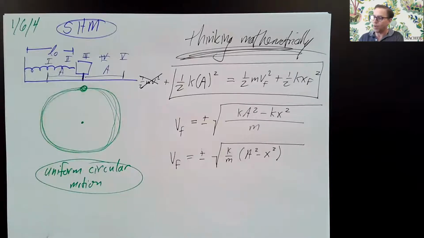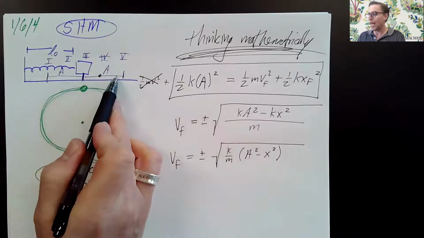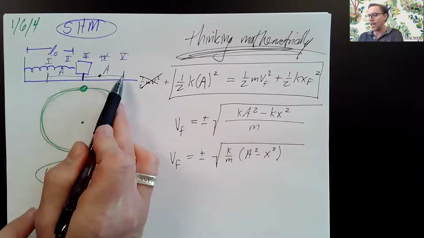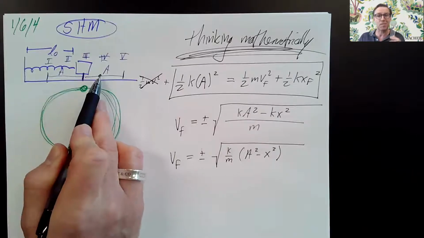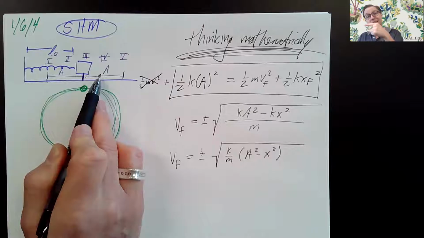Why plus or minus? What about when you're right here? Well, sometimes the block goes by to the right, and then it goes by and it's going to the left. And then it goes by that dot again going to the right, and then it goes by that dot again going to the left. So when we're at this location, we might be traveling to the right, we might be traveling to the left.